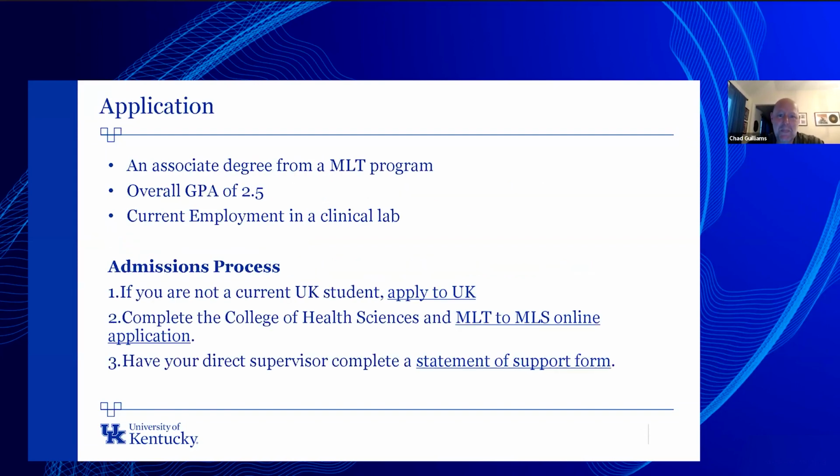So again, you need an associate's degree in MLT, an overall GPA of 2.5, and to be currently employed in a clinical laboratory. The first step if you want to apply is that our marketing director will send out the information on how to apply to UK. Apply to the University of Kentucky first. They'll give you a student number that way. Then you apply again to the MLT to MLS online application, and that'll be the final thing. And then we'll just need a statement of support form.